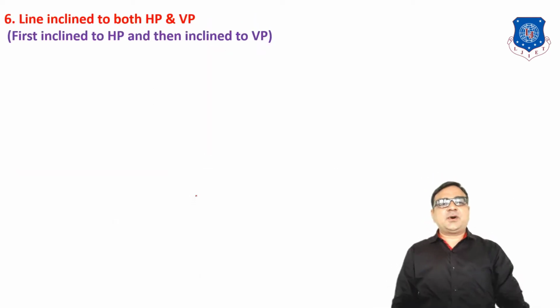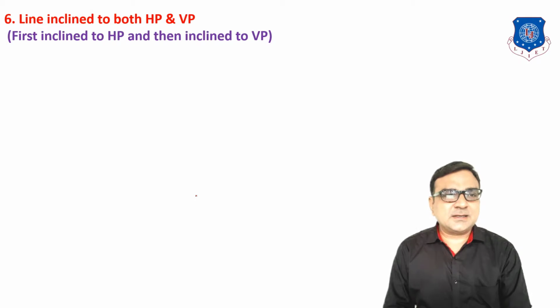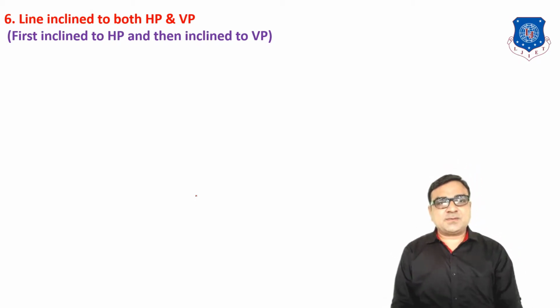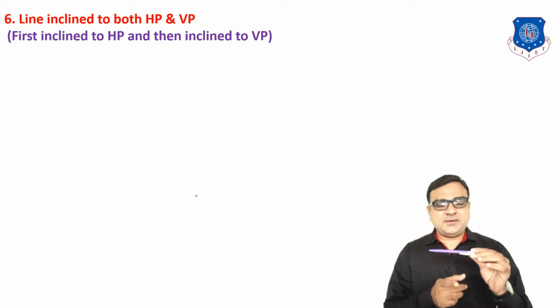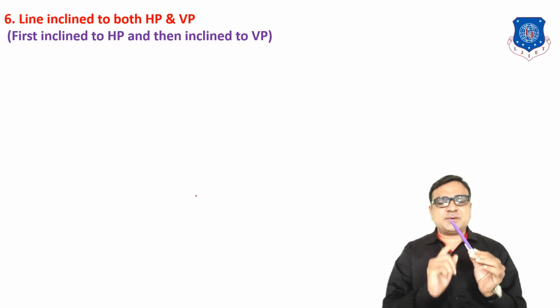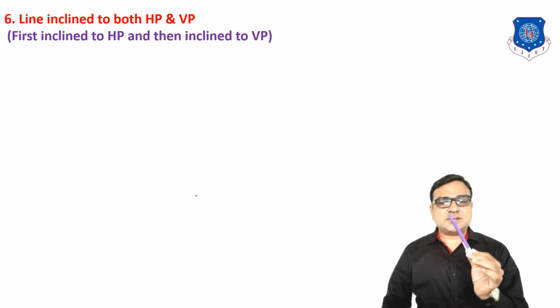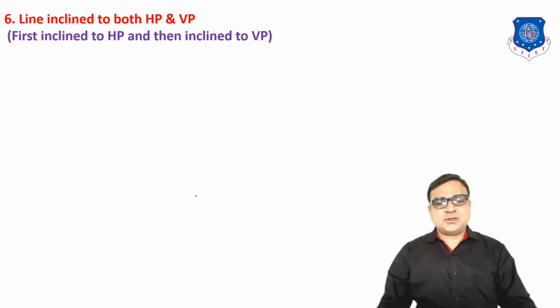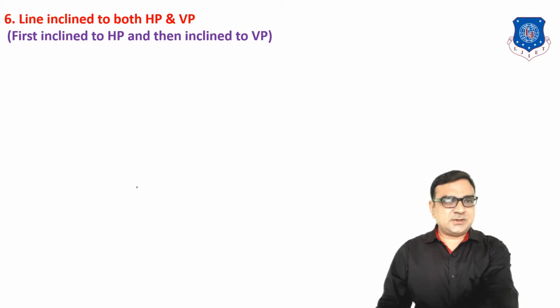Now our very important case is case number 6. The line is inclined to both reference planes, meaning both HP and VP. So if you incline the line with HP as well as VP, the front view and top view of this type of line are both less than true length. So how do we solve it? Let us see. First we have to incline the line with HP and then incline it to VP.